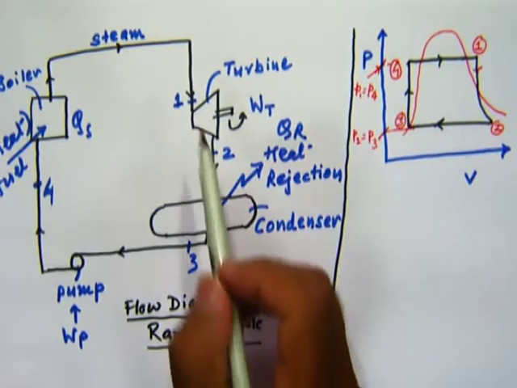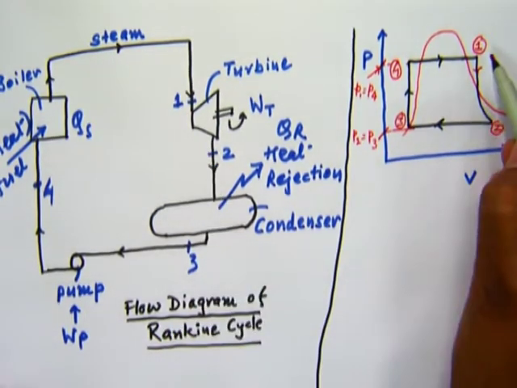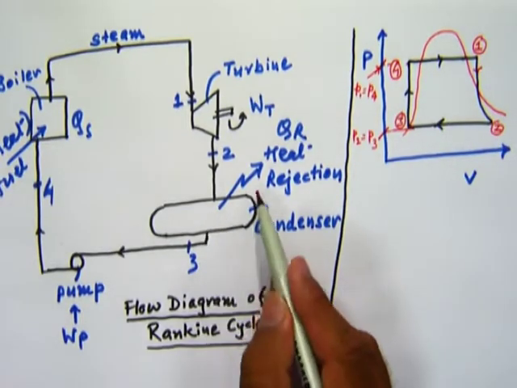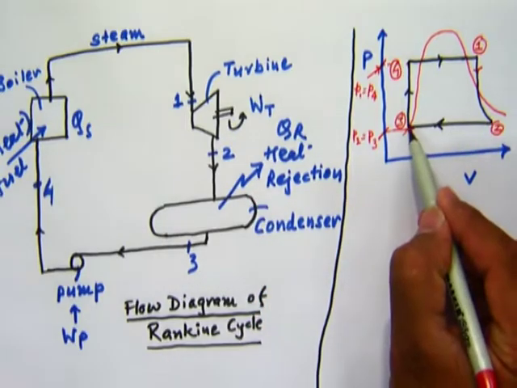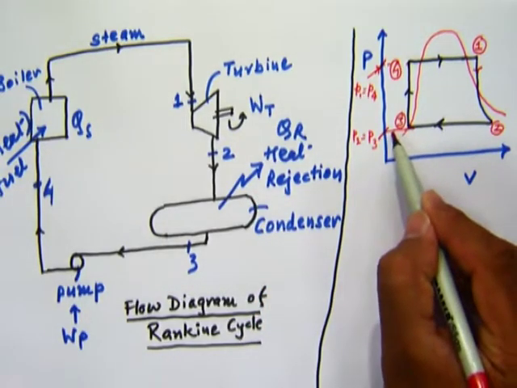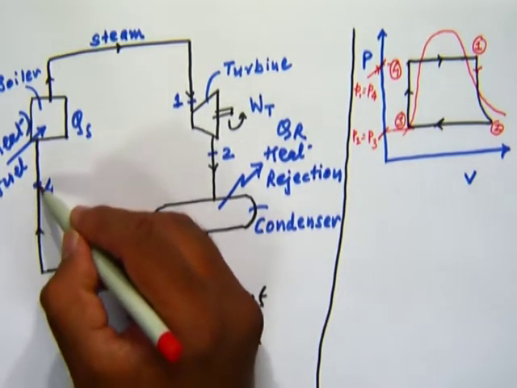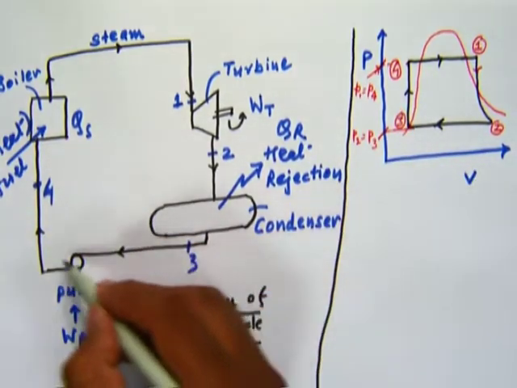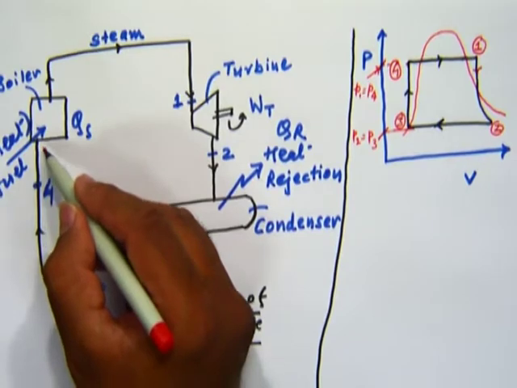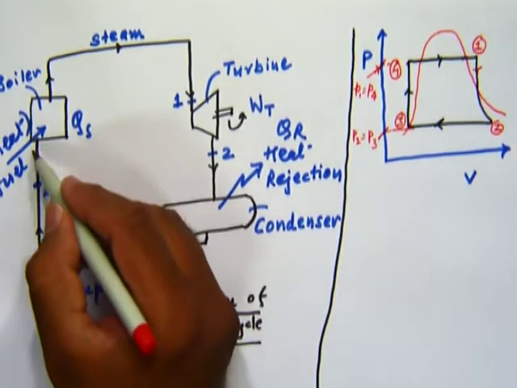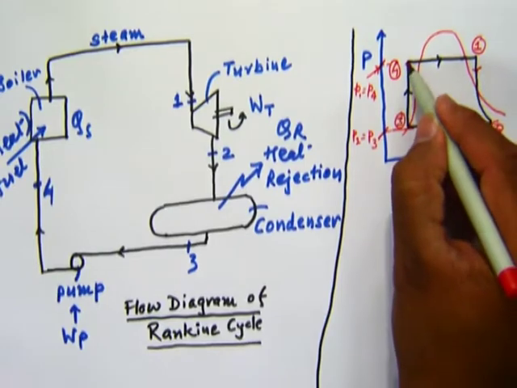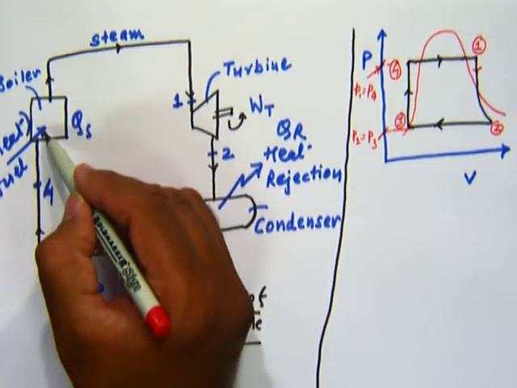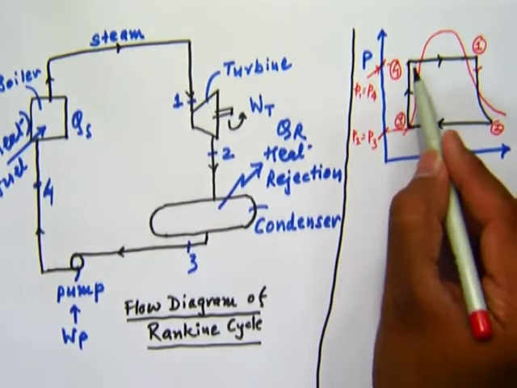Let us see, 1 to 2 expansion of steam in the turbine. 2 to 3 heat rejection takes place in condenser at a constant pressure. 3 to 4 through the pump, pump supplies the water, feeds back to the boiler. And 4 to 1 is the heat addition that takes place in the boiler, QS, at constant pressure.